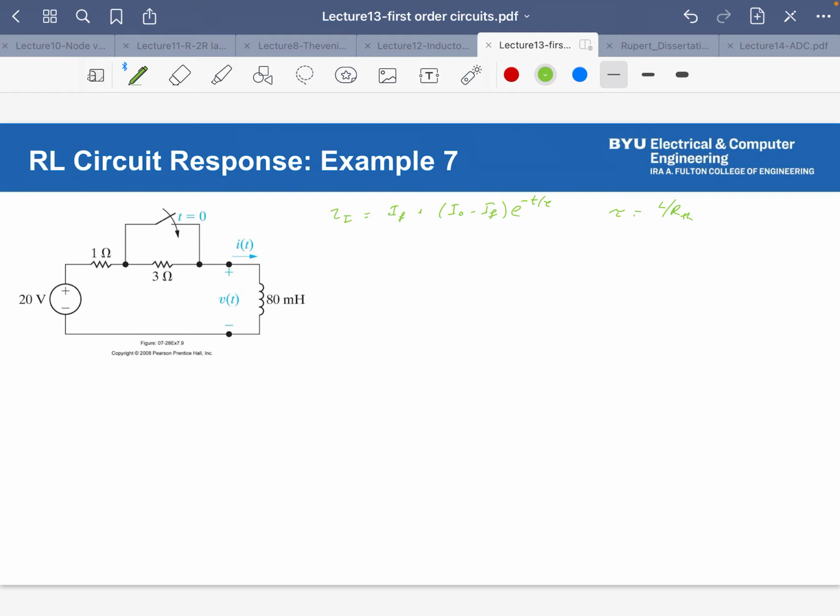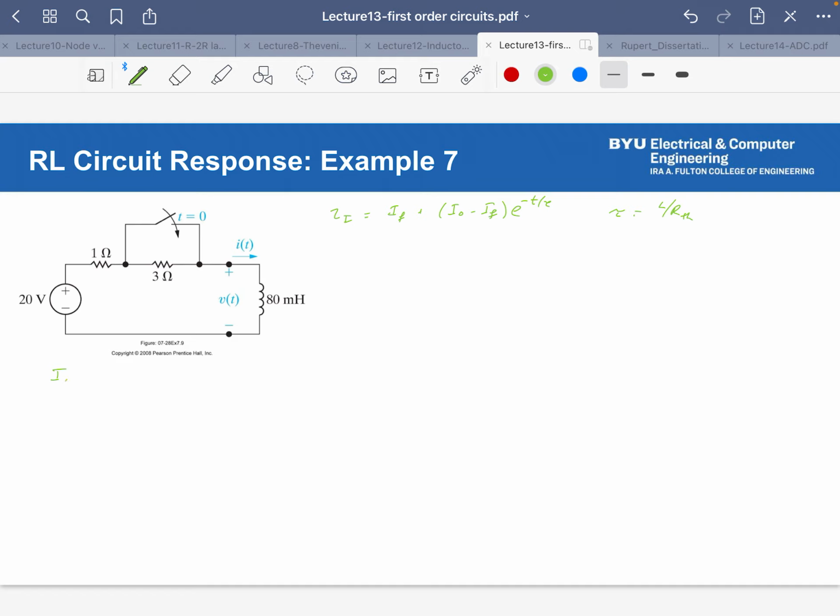And then to find the voltage, we would differentiate. So to find the initial current, before t is equal to 0, this switch is open and nothing happens here, and the amount of current is just dictated by these two resistances.